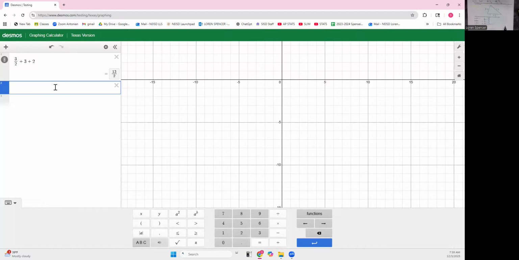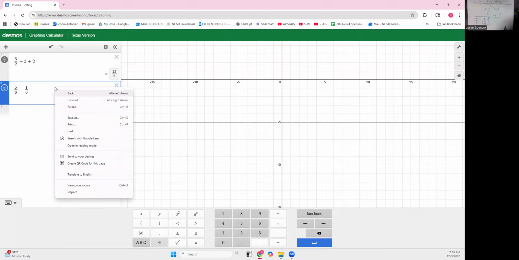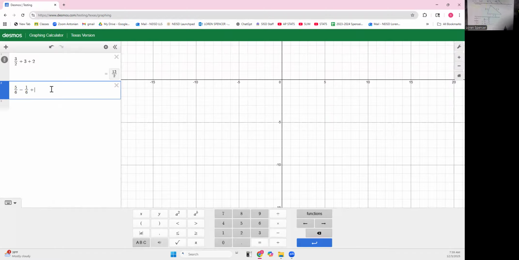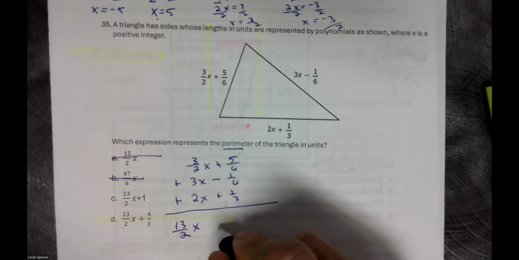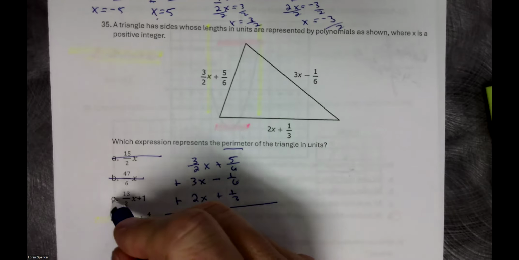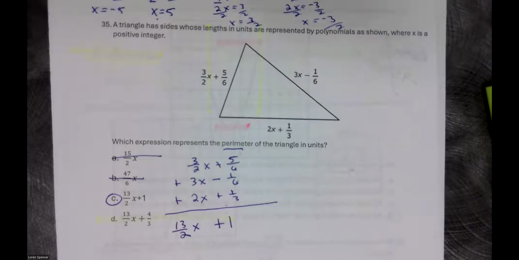And we're going to have 5 sixths, minus, and then we're going to do plus 1/3. And we ended up getting 1 whole when we added that up. So I'm going to write that down. Plus 1. So the answer to 35 is C.